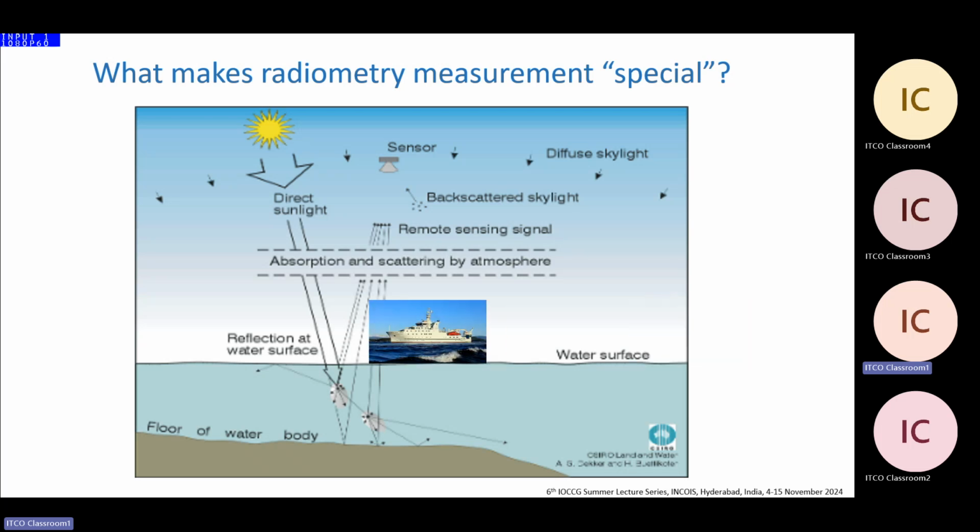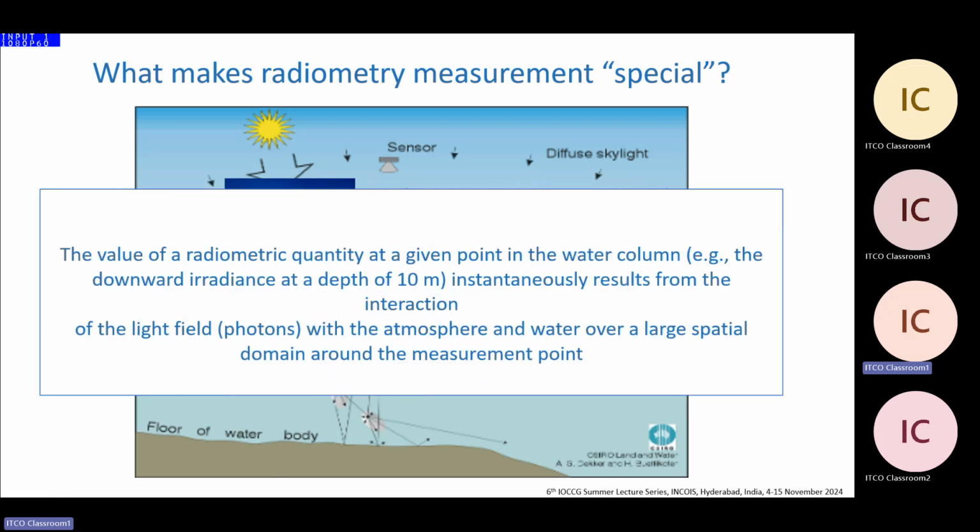But okay, that's theoretical. Then to measure this, you need a platform. That might be a ship. Sometimes, there might be some clouds in the atmosphere and so on. But the key point is that the value of a radiometric quantity like Lu or Ed measured at any given point in the water column instantaneously results from the interaction of the light field with the atmosphere and the water over a very large domain around yourself. That's not the case when you measure temperature or salinity with a sensor.